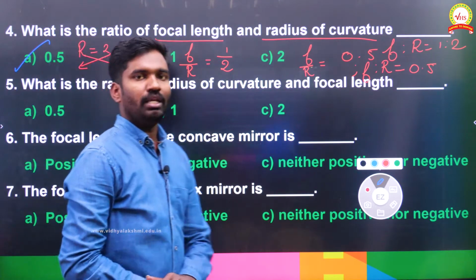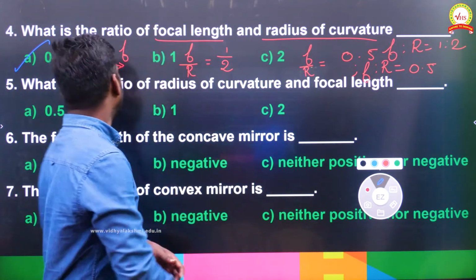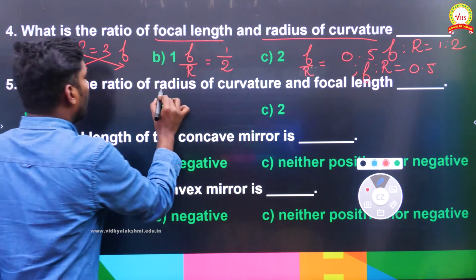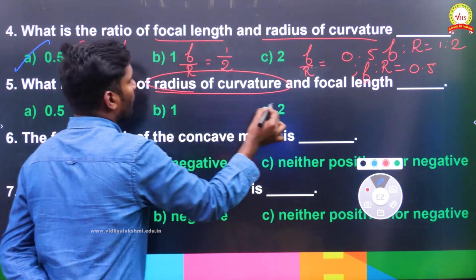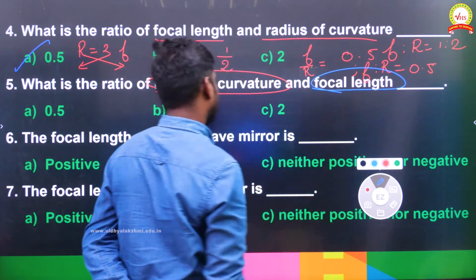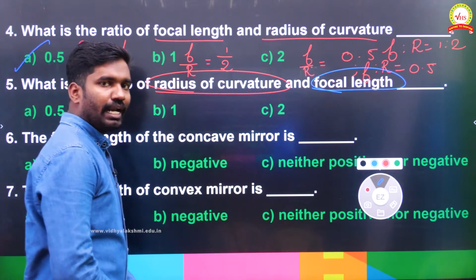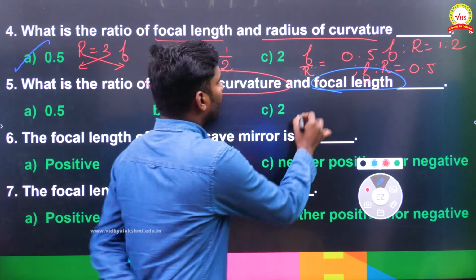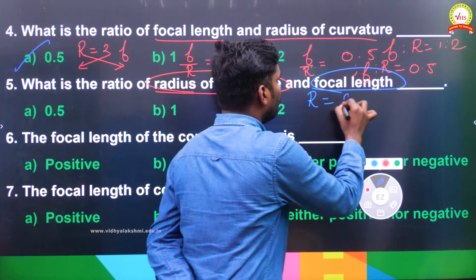So the answer will be 0.5. Next, what is the ratio of radius of curvature and focal length? Radius of curvature and focal length. Same formula, r is equal to 2f.